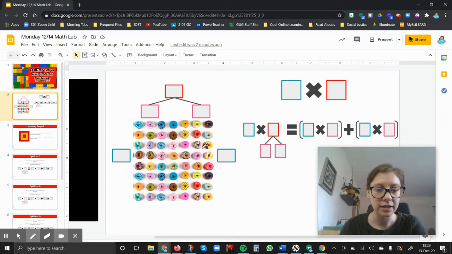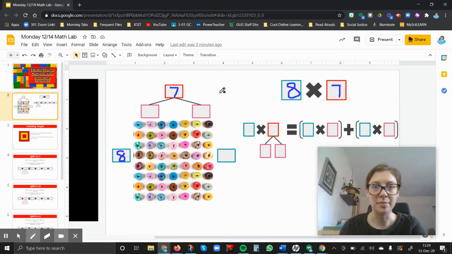So, here we have our array, and we're going to first find our large array's multiplication sentence. So I'm going to say there's 1, 2, 3, 4, 5, 6, 7, 8 rows. And there's 1, 2, 3, 4, 5, 6, 7 columns. So that means that my large multiplication sentence that represents the large array is 8 times 7.